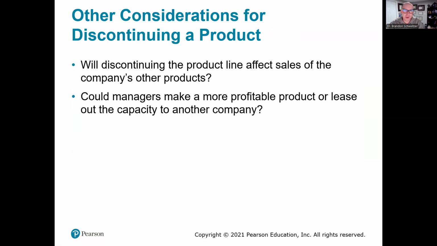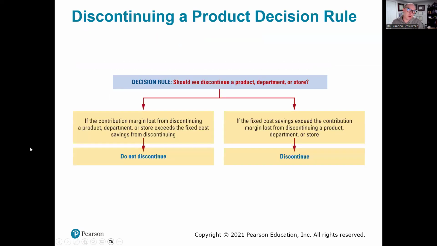And so we need to go through the decision rules. Will discontinuing the product affect the sales of the other products? Maybe we'll sell more shampoo. Maybe we'll sell more of the other product. We don't know. Could managers make a more profitable product or lease out the capacity to another company? Possibly, sure. So in the decision-making rule, if the contribution margin lost from the store exceeds the fixed cost savings, we do not discontinue the product. If the fixed costs exceed the contribution margin lost from discontinuing the product, then we do discontinue it.